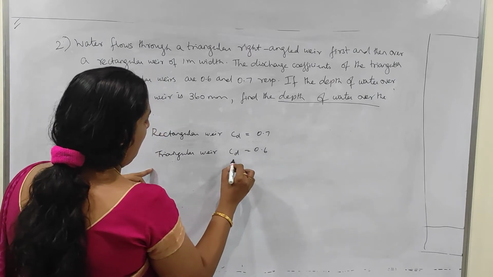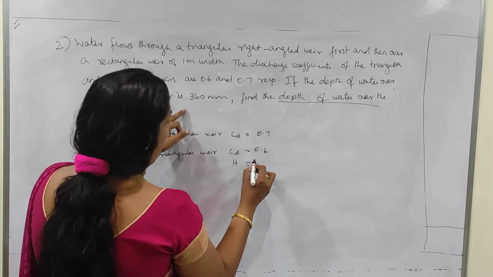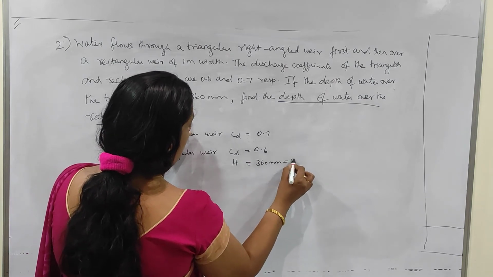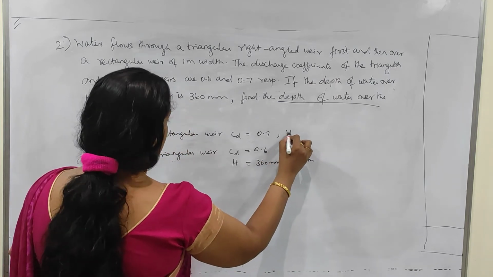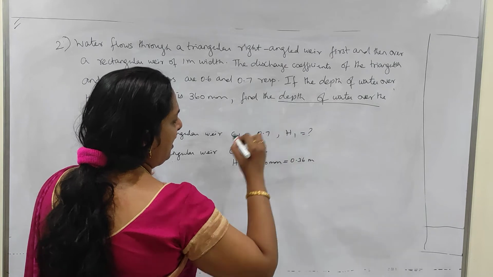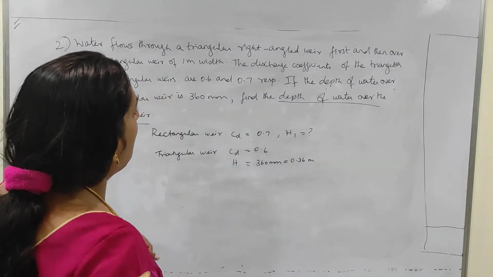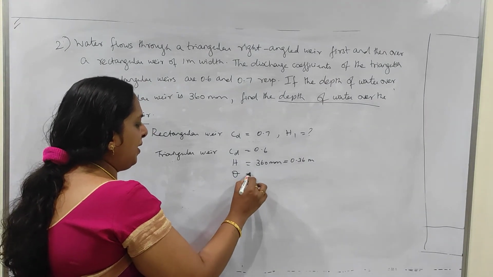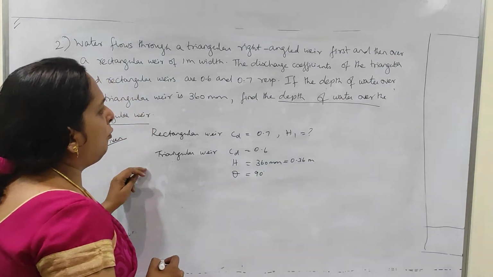And for triangular weir, let this be H here. So the triangular weir I have given the depth, it is 360 mm. So how much is it in meters? It is 0.36 meters. They asked you to find out the depth at the rectangular weir. So depth at the rectangular weir, let me take it as H1. And they have given you triangular weir is a right angled weir. So in case of right angled weir, my theta will always be equal to 90 degrees. So I know this.